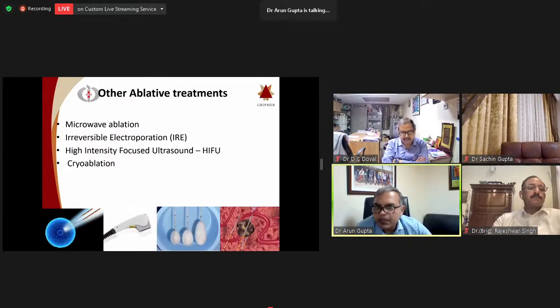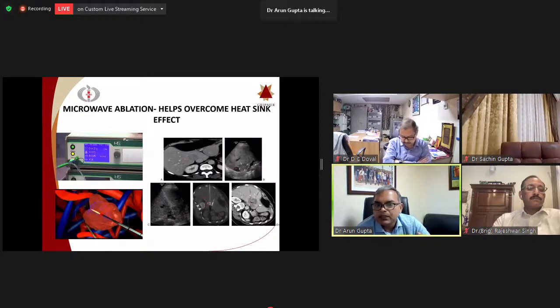Coming to other ablative therapies, especially microwave ablation. The concept is heat ablation, but the way it kills is slightly different. And the best part of microwave ablation is that it helps in overcoming the heat sink phenomenon. Because of the flowing blood, the heat sinks along if the tumor is close to a vascular structure. This phenomenon is, in a big way, taken care of by microwave ablation.